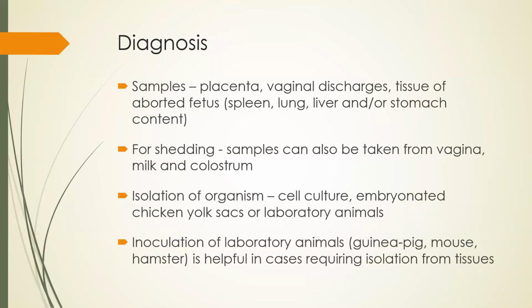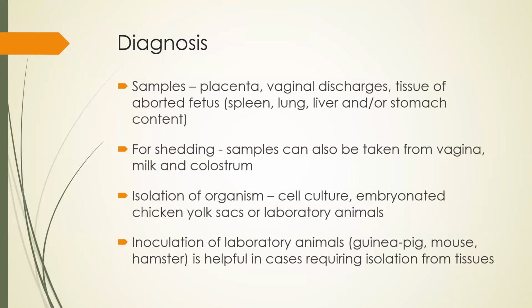For shedding purposes, if we are interested in diagnosing the flock, or we are looking at a healthy flock, and how to go for the diagnosis if there is some type of Coxiella. In that case, we can go for the diagnosis for shedding purposes, and for that we have to collect samples which can be taken from the vagina, milk, and colostrum. In addition to that, here we can use fecal samples also.